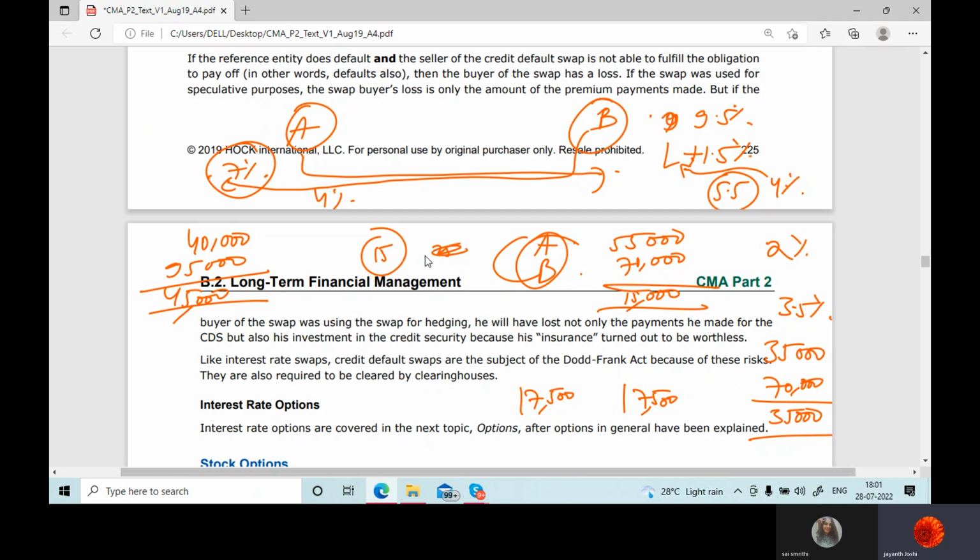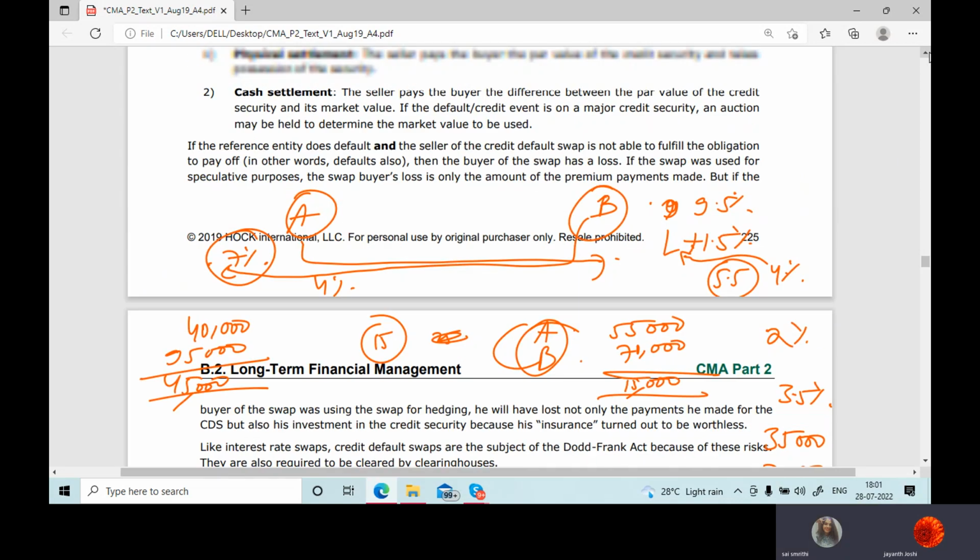Yes. Smriti? Yes, sir. When they are sharing the benefits, they are sharing the risk also. That's what. Yes, sir. Yeah.